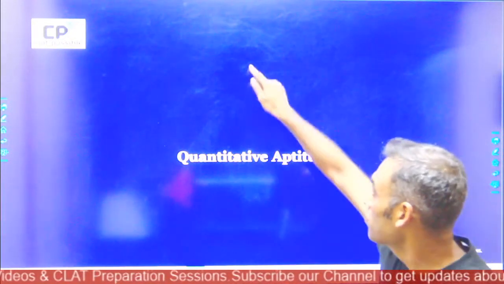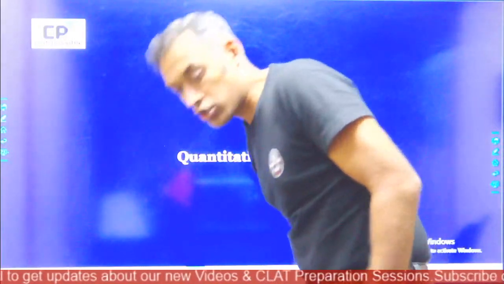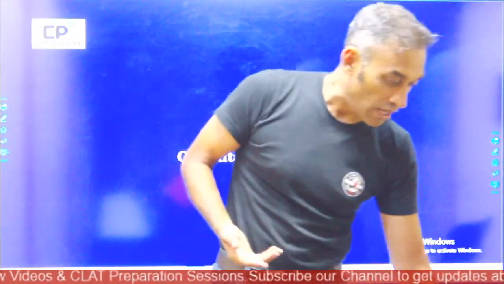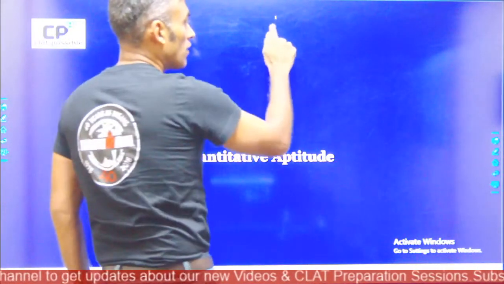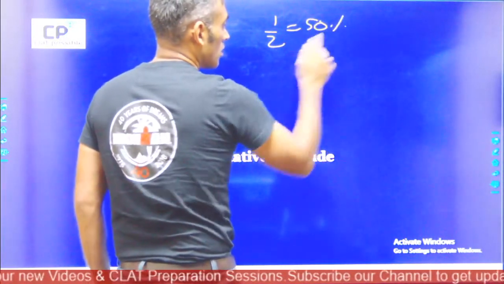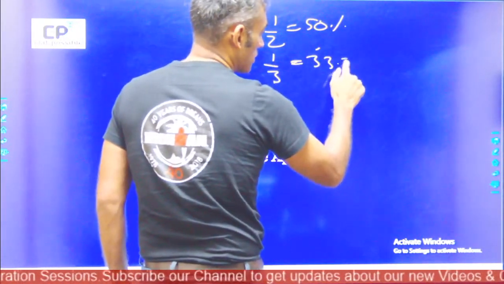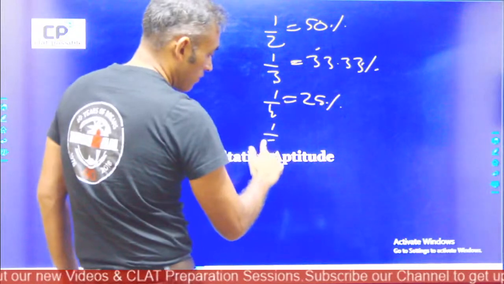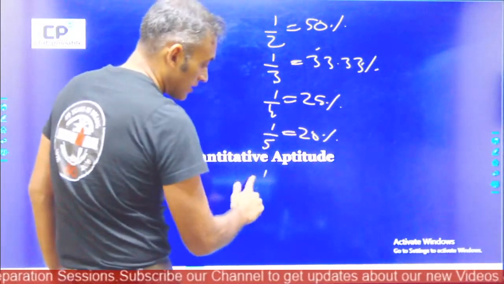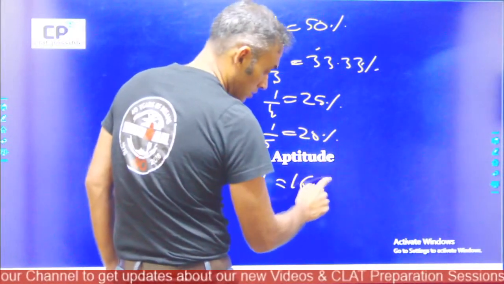So now, for instance, be comfortable with ratios, and you should know shortcuts also. So when I did my CAT preparation, I had my own ways of calculation, and I'll teach you a few ways today. For instance, the simple ratios are very easy. 1 by 2 is 50%. 1 by 3 is 33.33%. 1 by 4 is 25%. 1 by 5 is 20%. 1 by 6 is 16.66%.